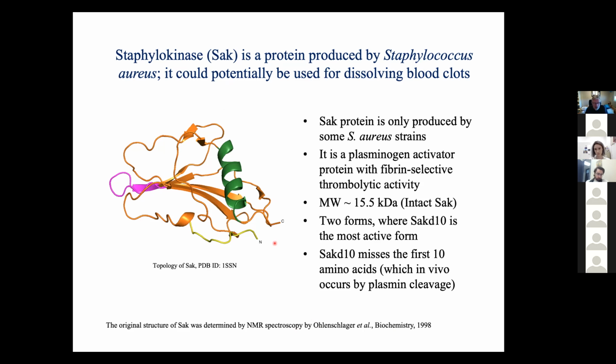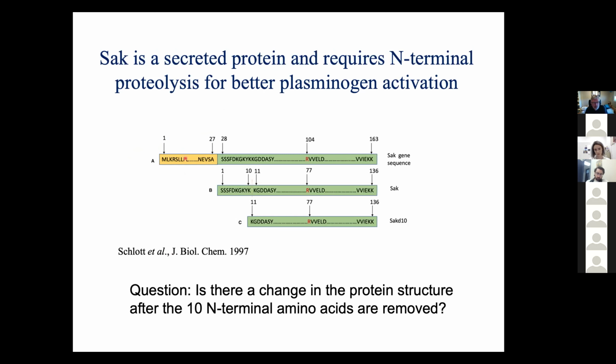So what we did was the following, right? Normally SAC is secreted by Staph aureus, and this is from this other group that said that N-terminal proteolysis would give it a higher activity. Now, normally, because it's a secreted protein, it has a leader sequence, of course, which during this processing gets cleaved off. So we're not interested in that. So when we want to make this, we make it in the cytoplasm of E. coli. That's where we have it expressed.